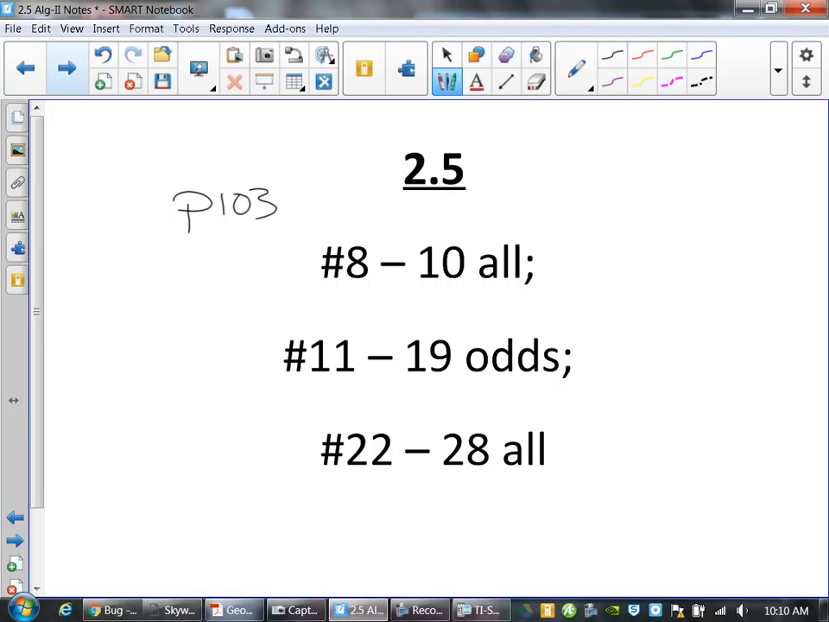It's on page 103. Like I said, I don't have this unit up on the website yet. I'll get that done next hour, so I apologize for forgetting to put that up.